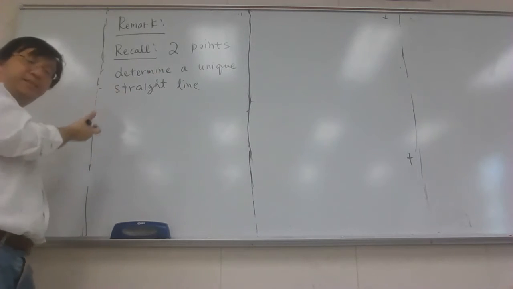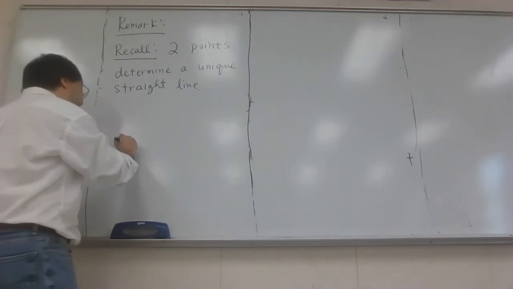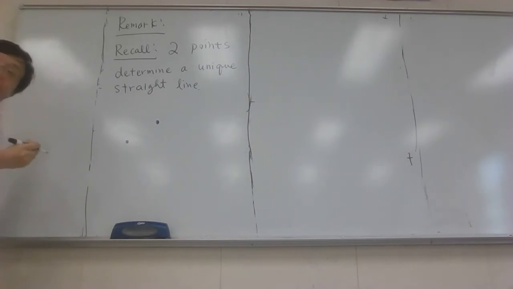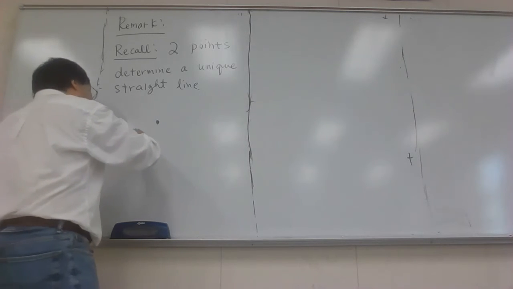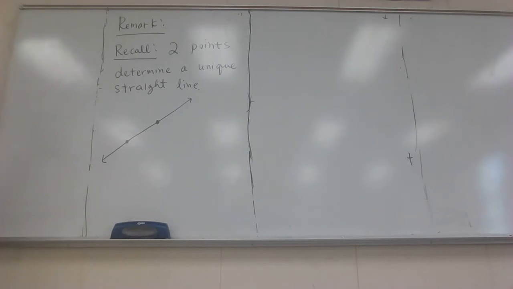So that was property one for straight lines that we discussed. Two points determine a unique straight line. So you have two distinct points. Then there's one and only one straight line crossing those two distinct points, namely this straight line. Okay, so recall this principle one for straight lines: two points determine a unique straight line.